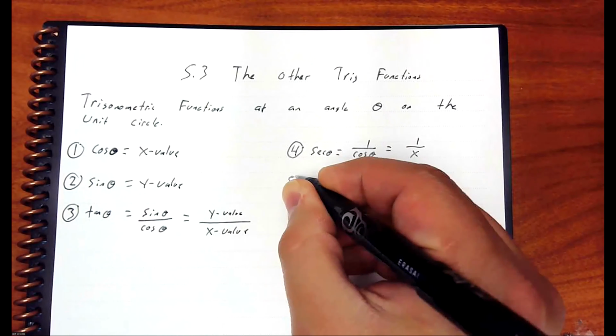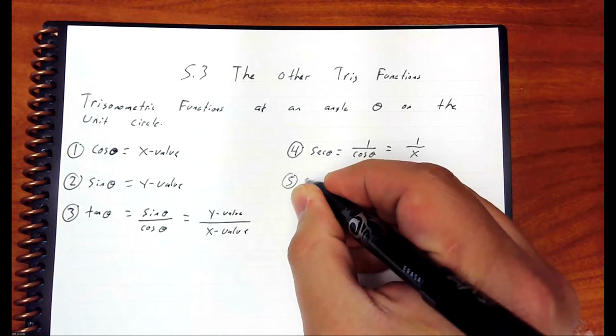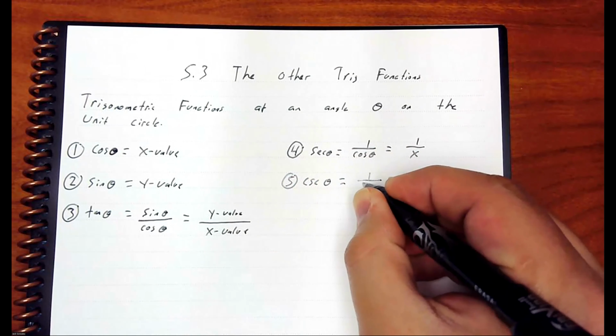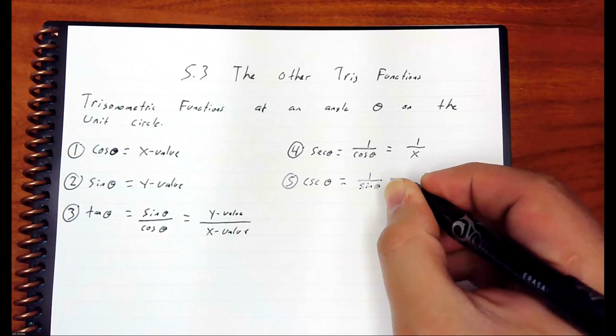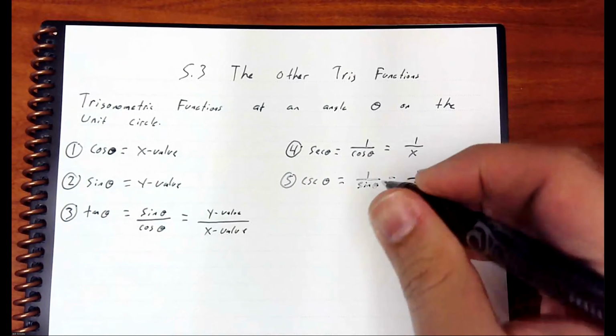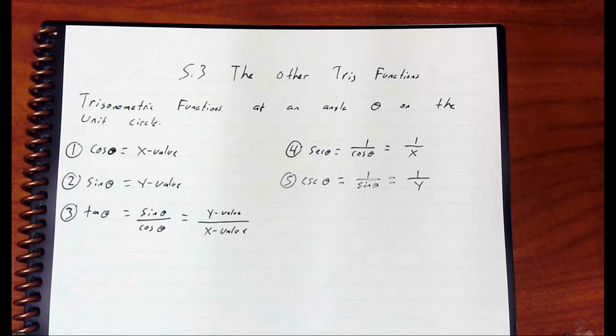Number 5, same deal. Cosecant of theta is equal to 1 over sine theta, which is equal to 1 over the y value. And when I say x and y, I'm talking about the values on your unit circle. I hope you printed it out already. If not, please do so very soon.